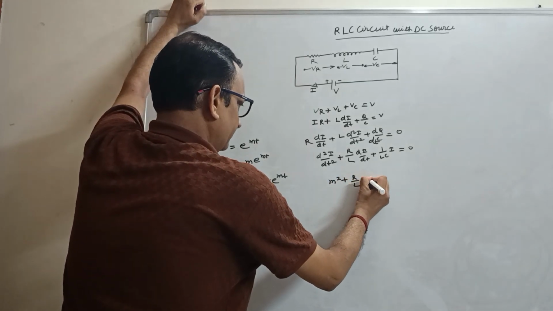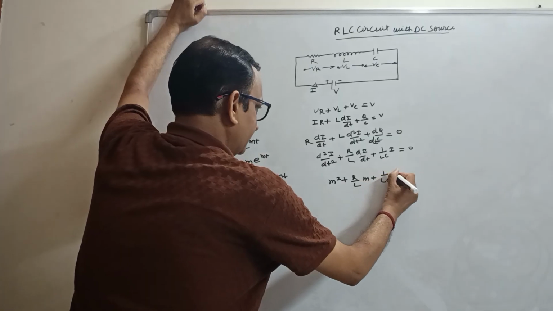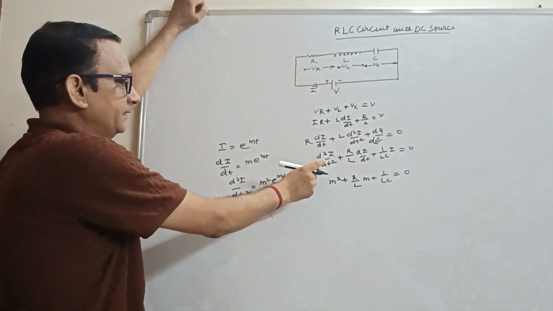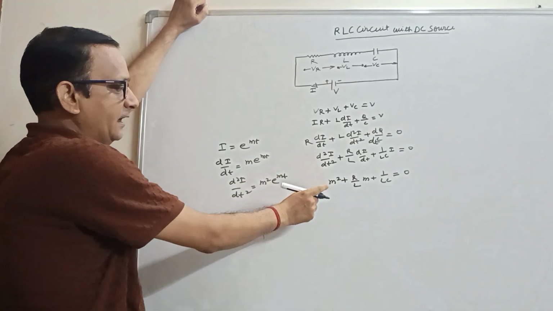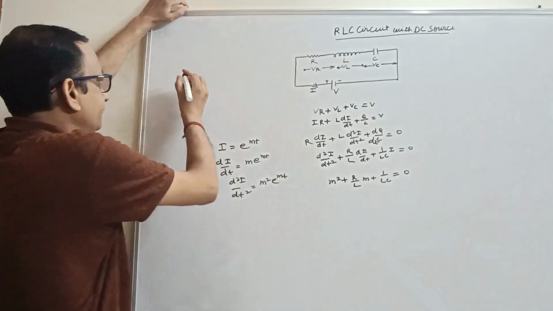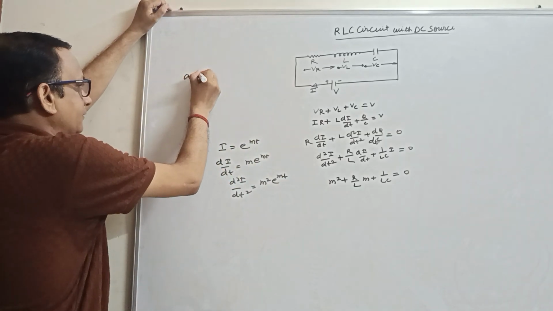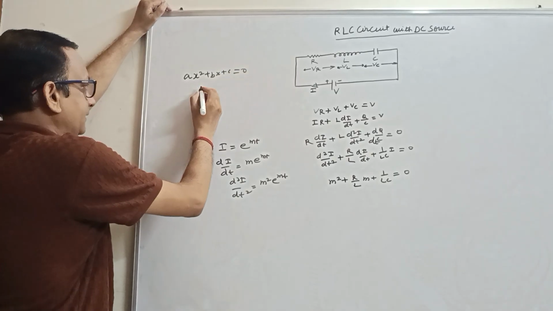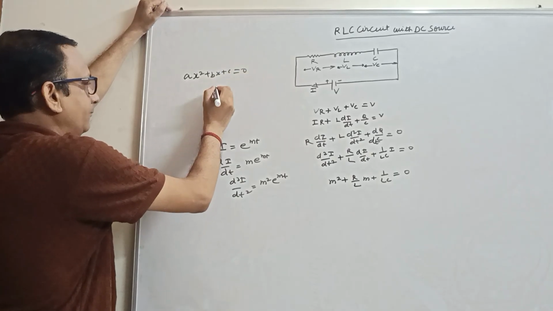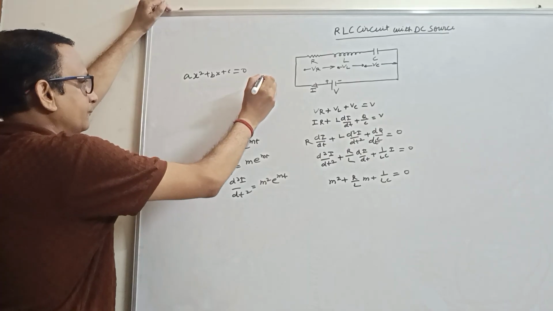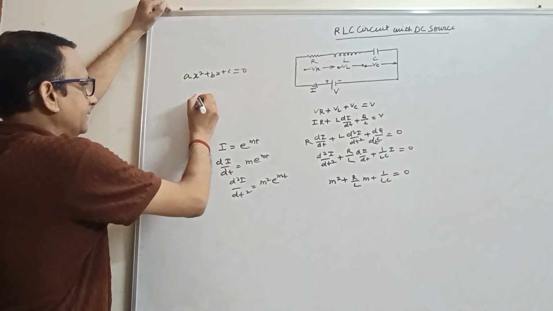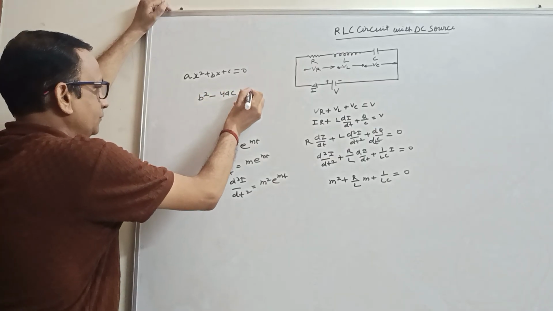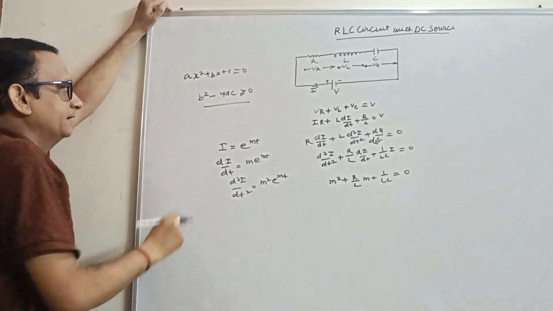m square plus R by L m plus 1 by LC equals 0. This is a second order differential equation and this is a quadratic equation. As we know, the quadratic equation is ax square plus bx plus c equal to 0, its roots will be minus b plus minus under root b square minus 4ac upon 2a, and the discriminant is b square minus 4ac. These are the conditions for the roots.